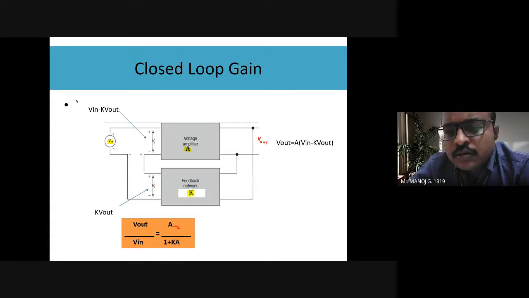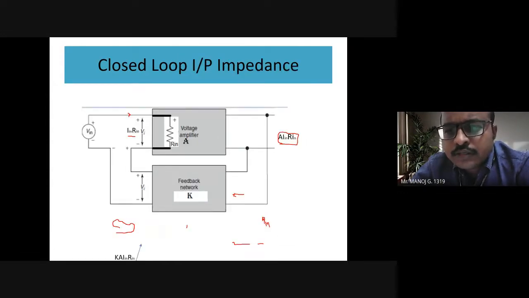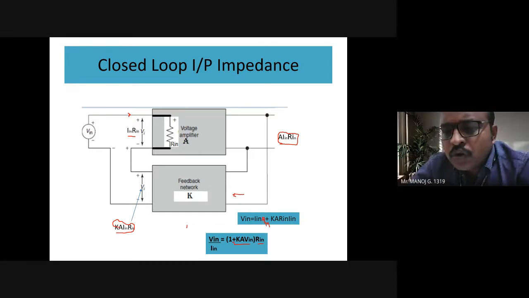Justified? Now, what about the input impedance? Is it increasing or decreasing? Increasing. Generally, the open loop input impedance is Rn, right? So there is another factor of 1 plus K into A added. So the input impedance is increasing in a closed loop system compared to open loop, right? Yes. Now, what happened to the output impedance?